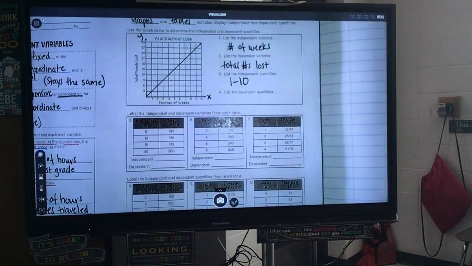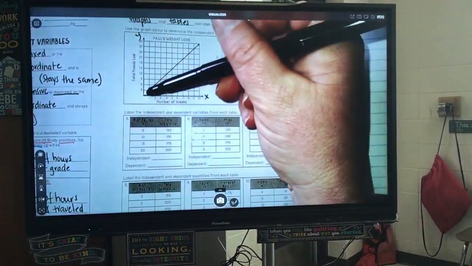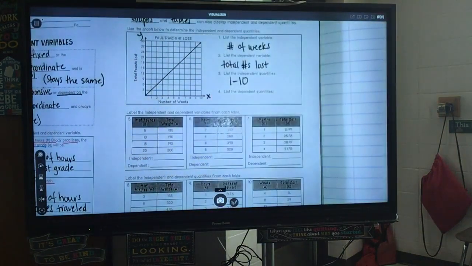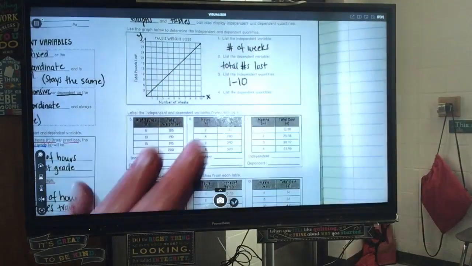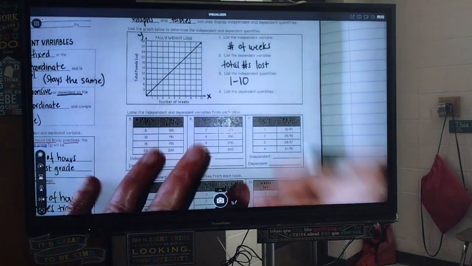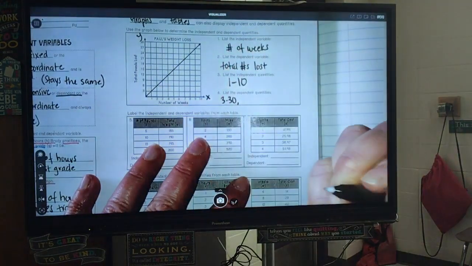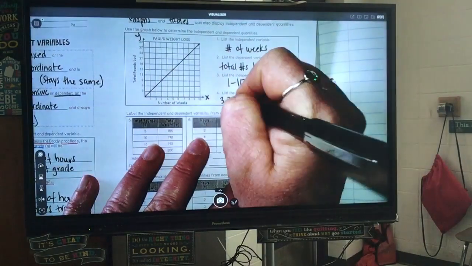Alright, and then what are the dependent quantities? So that's the numbers going up your y coordinate. 3 through 30. How is it increasing though? Because it's not just going 3, 4, 5, 6, right? Increasing by 3s. Alright, so 3 through 30, and you said it's increasing by 3s.